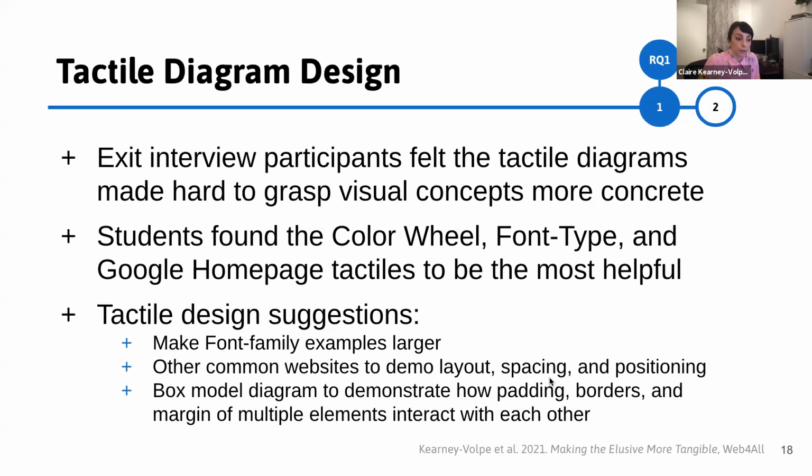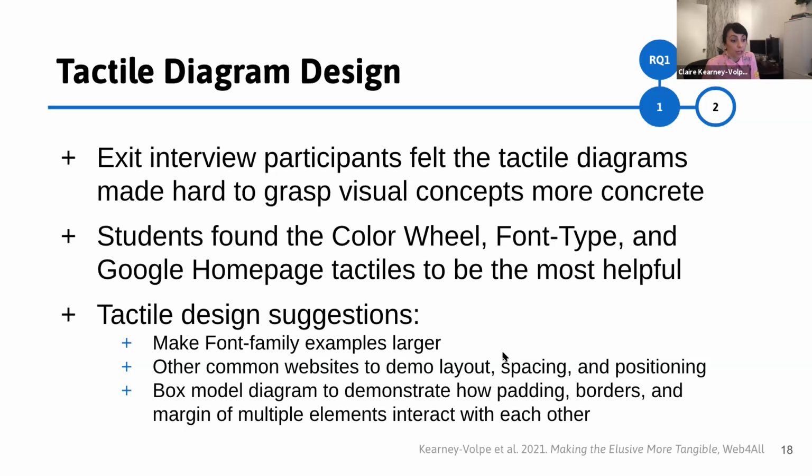Okay, so we got lots of great feedback about the tactile diagrams and directions to carry them forward. Exit interview participants felt that they made really difficult to grasp visual concepts more concrete. And they found the color wheel, font type, and Google homepage tactiles to be the most helpful. And we got some suggestions. The font family example was actually really difficult to discern, with the word typography repeated over and over again. Students wanted that to be made much larger, to be able to discriminate between them tactilely.